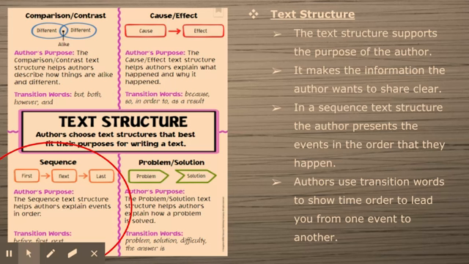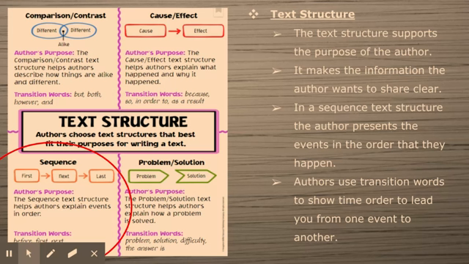All right, so we are looking at text structure, and when we are talking about text structure, it is the way that the author puts his writing together. So the way that it's built, and part of the text structure is supporting the purpose of the author. In those texts that we read today and yesterday, The Baseball Boys is giving us information about something that has really happened, and so the author wants to share that information in a clear way, so he's going to be using sequence. In a sequence text structure, the author presents the events in the order that they happened.